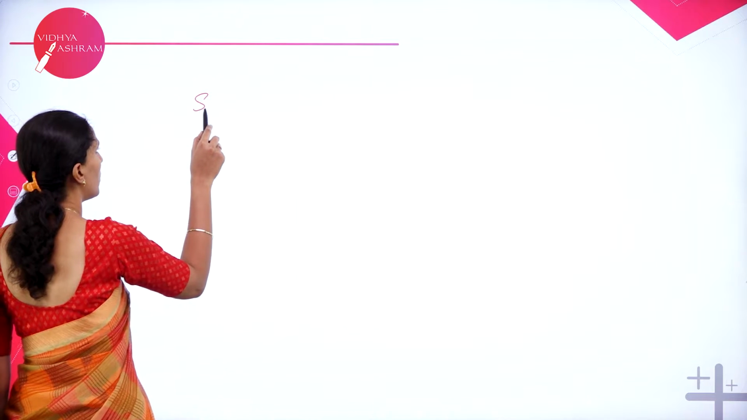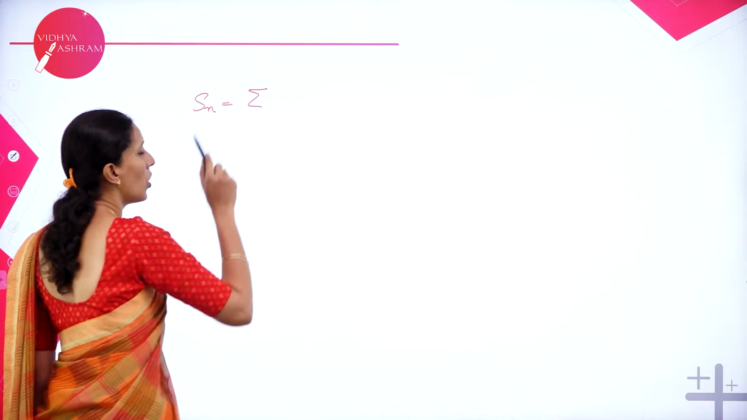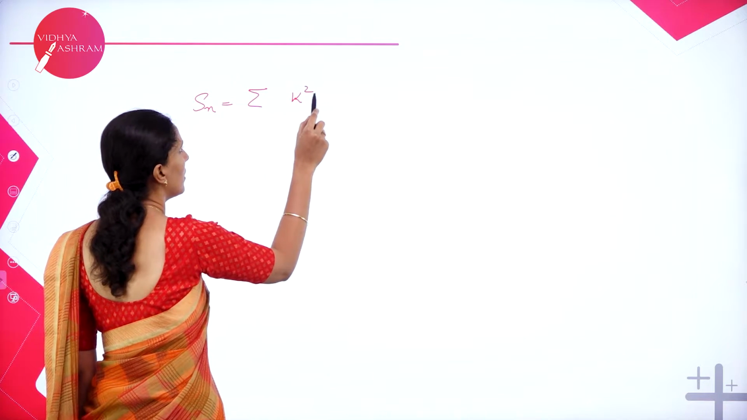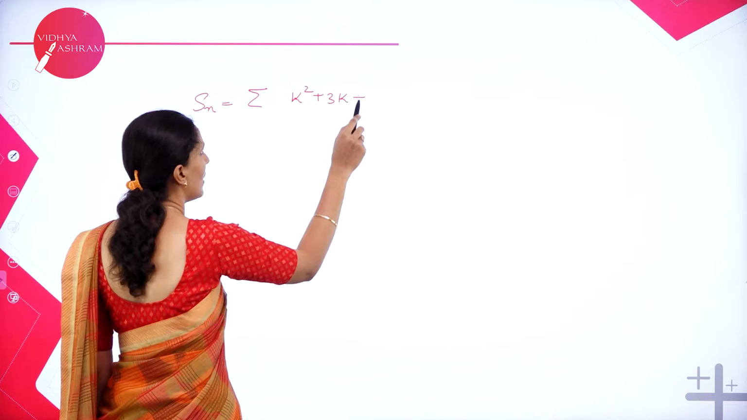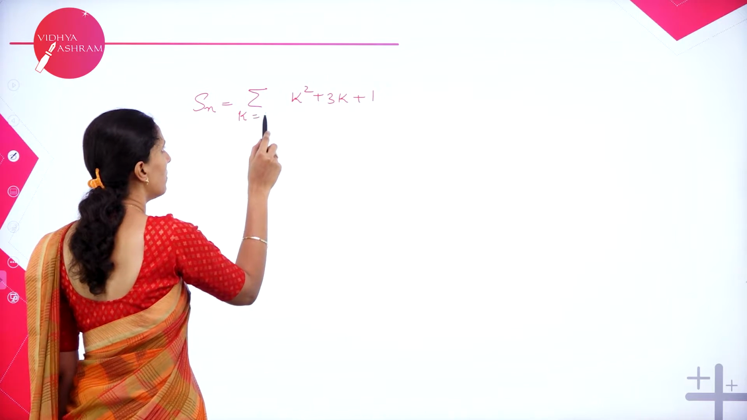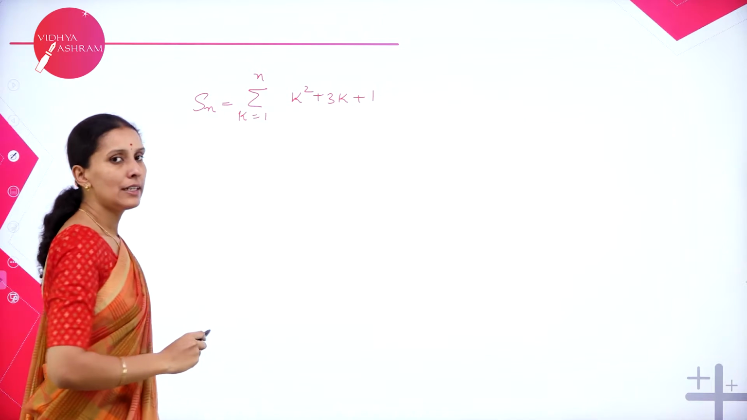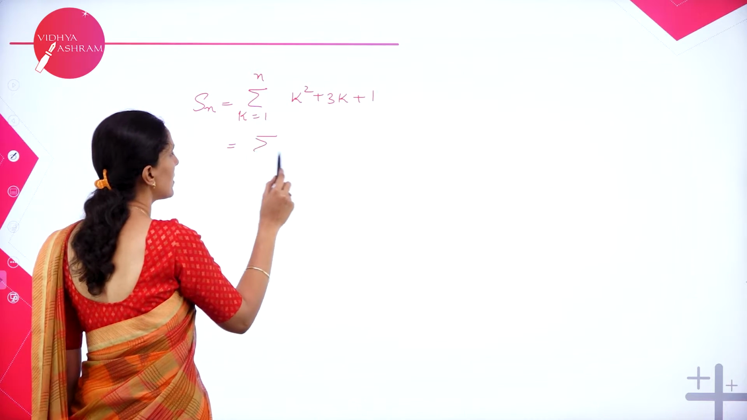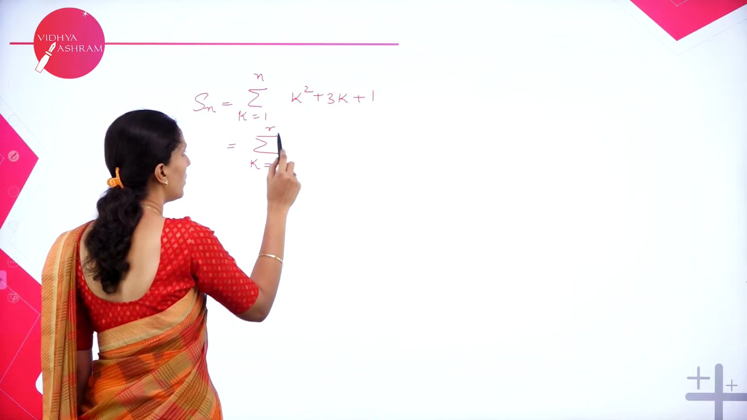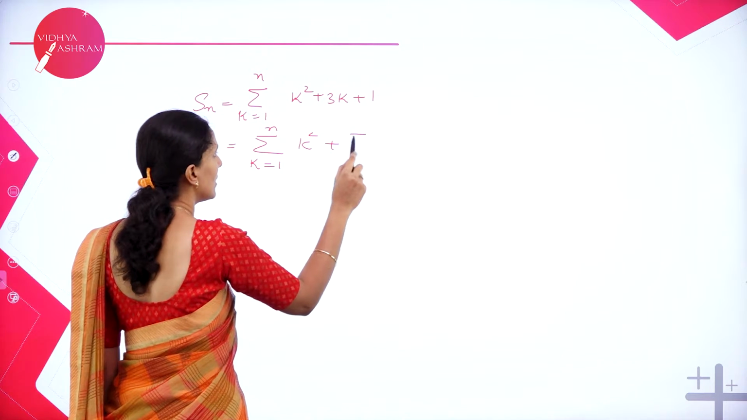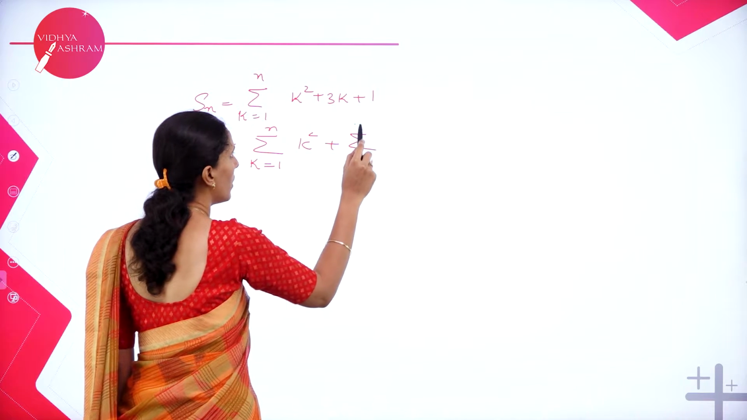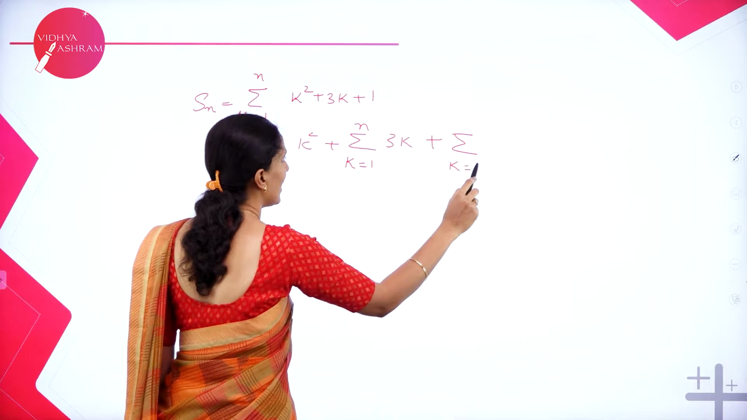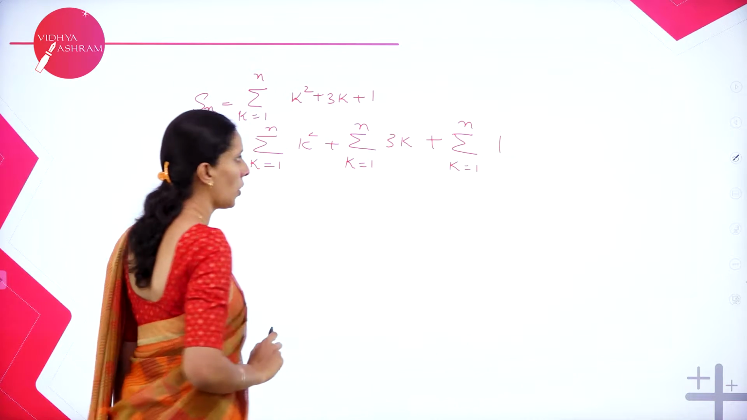Now, Sn is equal to the summation of what we got the series as. I'll take this as k square plus 3k plus 1, where k varies from 1 to n. Now, I'll apply the summation separately. I'll take this as summation k is equal to 1 to n k square plus summation k is equal to 1 to n 3k plus summation k is equal to 1 to n 1.